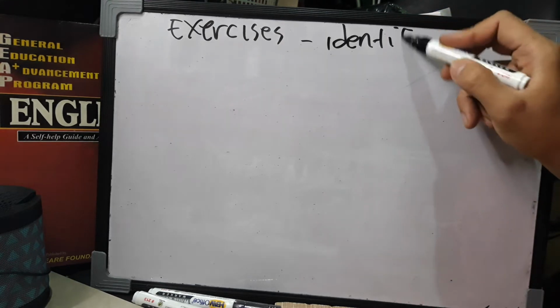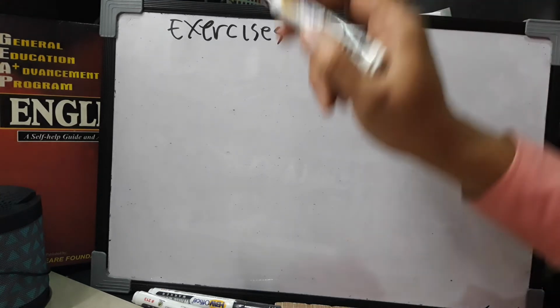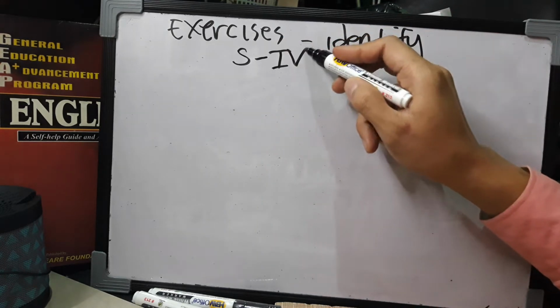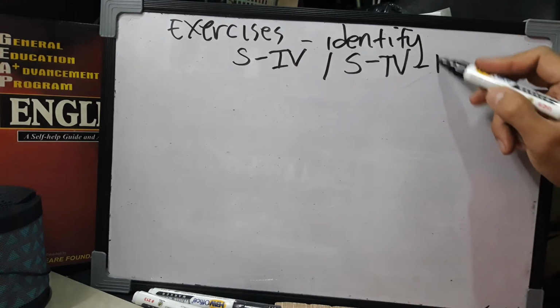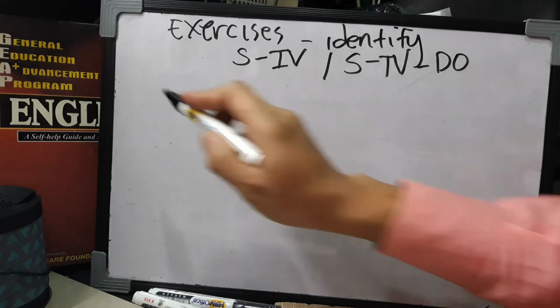So I will be giving you sentences, guys, and what you have to do here is identify what pattern is given in each sentence. Okay, so let's start the first one. Let's try to identify whether the sentence is SIV or it is an STVDO. Okay, let's have the first one, guys.